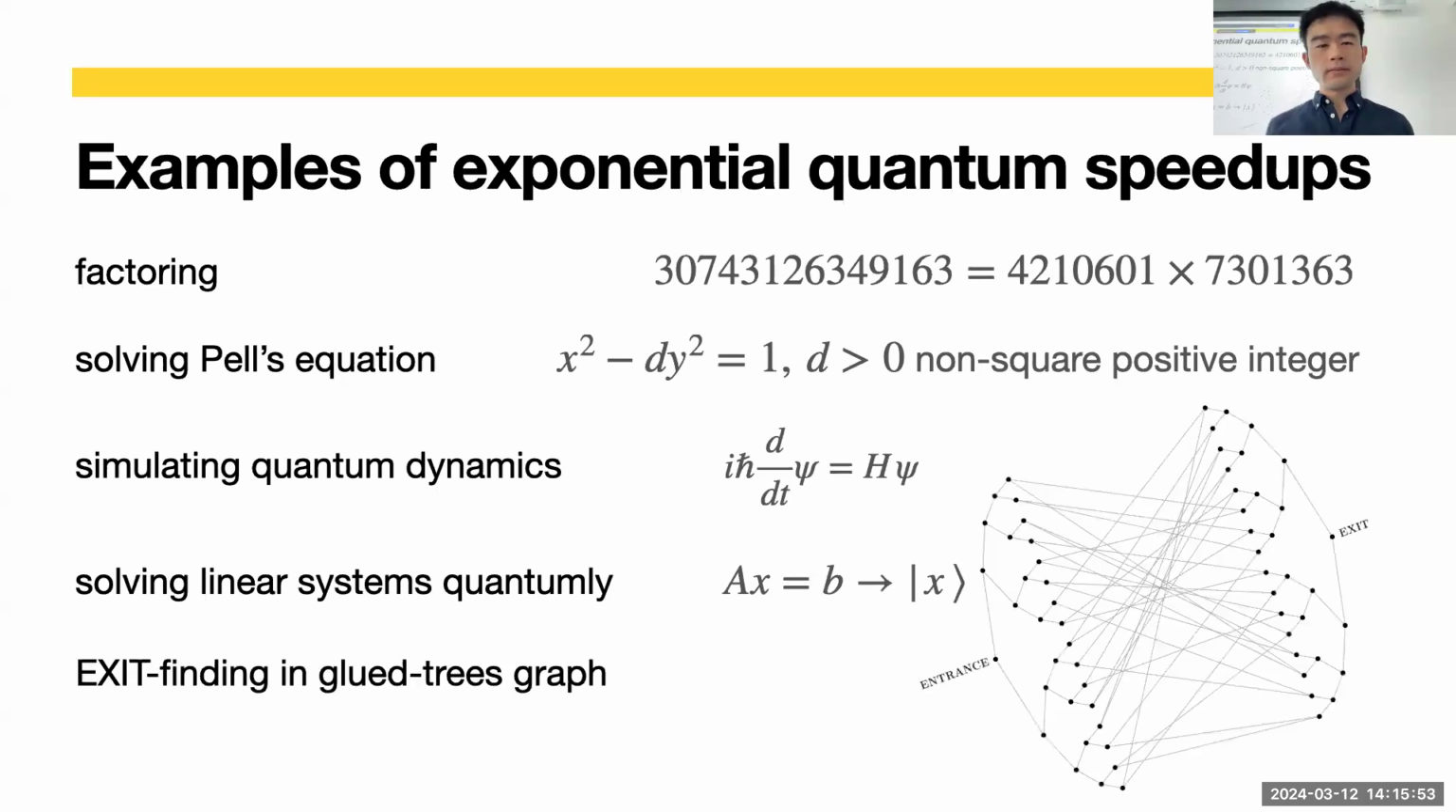Yet another example of an exponential quantum speedup is the so-called exit finding problem in the so-called blue trees graph. Here, what you're given is the ability to query what the neighbors of each vertex are, and your goal is to start from the entrance and end up at the exit vertex. So these are all problems that are known to admit exponential quantum speedups, either relative to an oracle or relative to the best known classical algorithm.